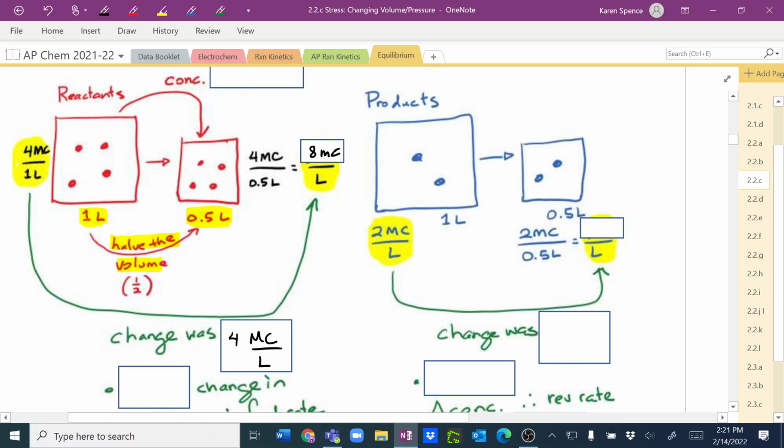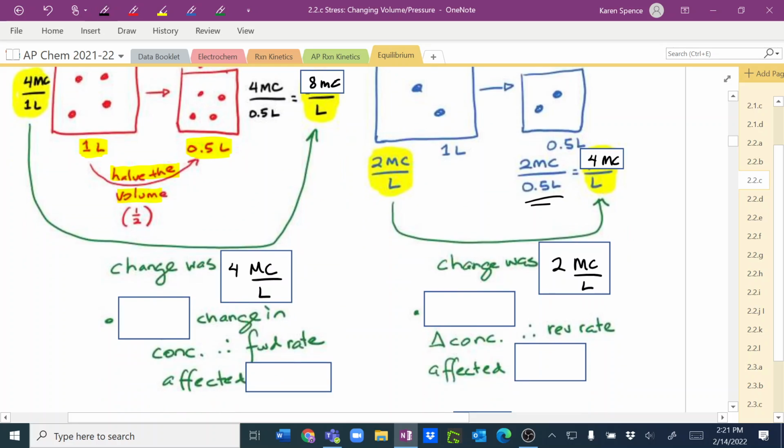All right. On my other side here, I have only 2 product molecules, yes? When I halve the volume, I go from having 2 molecules per liter to 2 molecules per 0.5 liters, which means I now have 4 molecules per liter. Are we following? Okay. So the change was 2 molecules per liter.